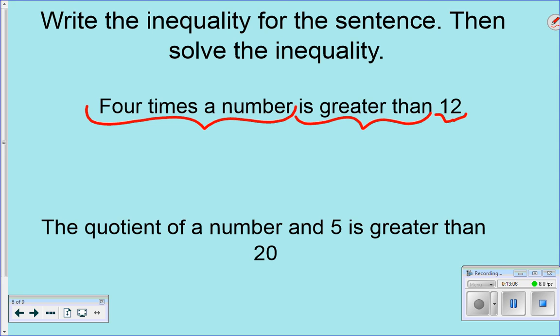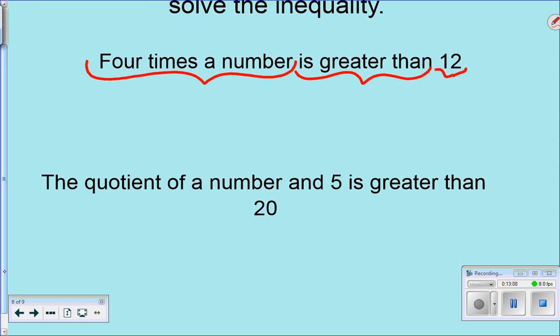This one's the quotient of a number and 5. You got to make sure you know what some of these words mean. Like quotient. What does quotient even mean? Divide. What does the word product mean? Multiply. So make sure you know that because that's going to show up in your homework too.